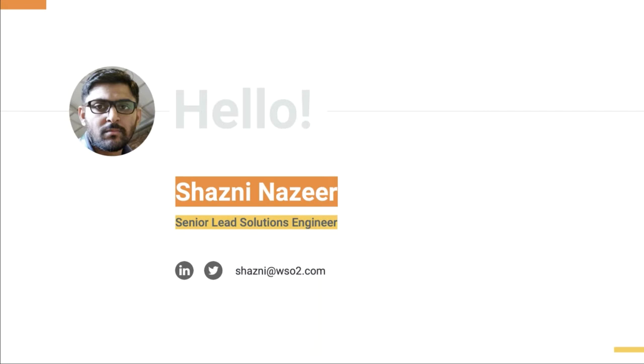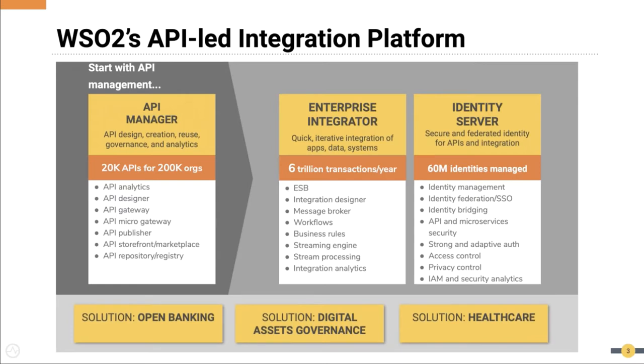So welcome everyone. I would like to start with a little bit of detail about WSO2's platform, which we call WSO2's API-led integration platform. As you may already know, WSO2 has three main products in its portfolio, the first being WSO2 API Manager, that can be used for management of APIs, things like API security, throttling, rate limiting, and things like that.